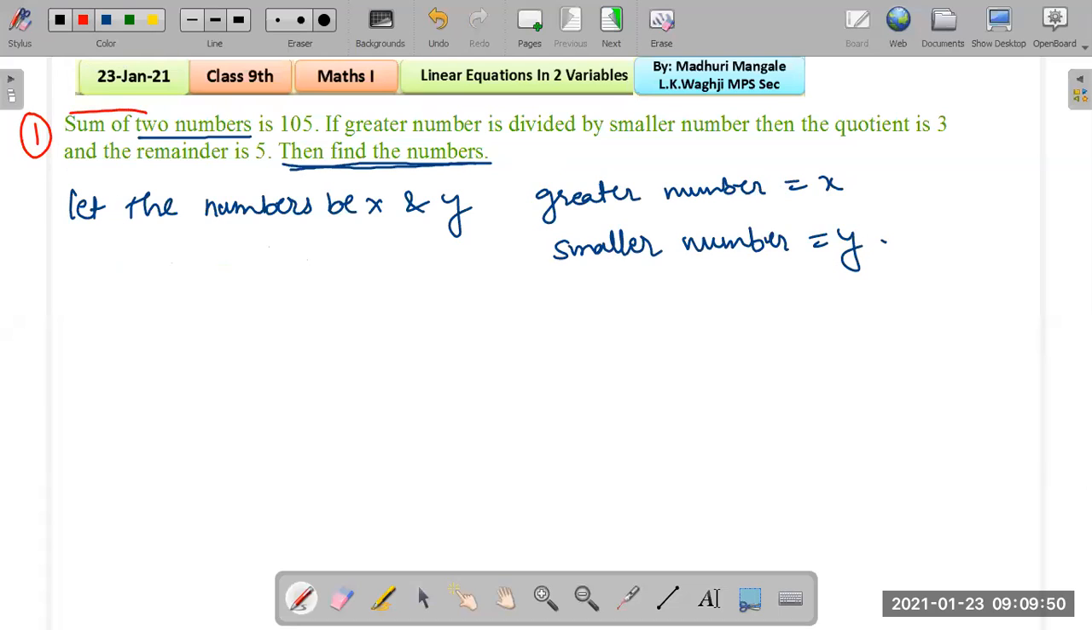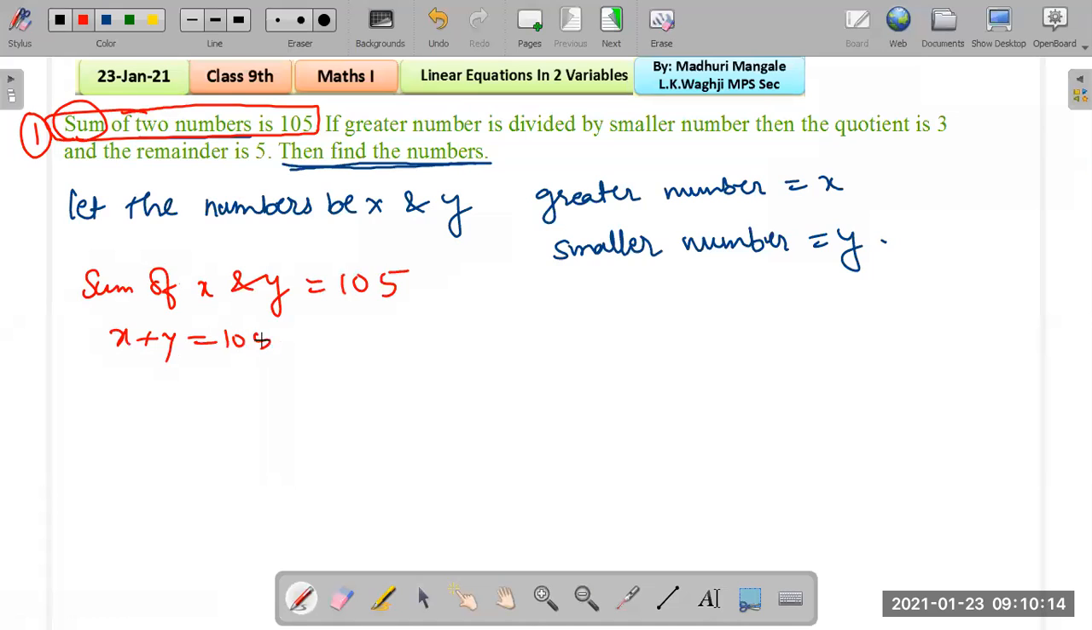As per the first condition given over here, it says sum of two numbers is 105. What is the meaning of sum? Sum means addition. So adding these two numbers, we should get 105. Sum of x and y is equal to 105. So the first equation will be x plus y equals 105. This is our first equation.